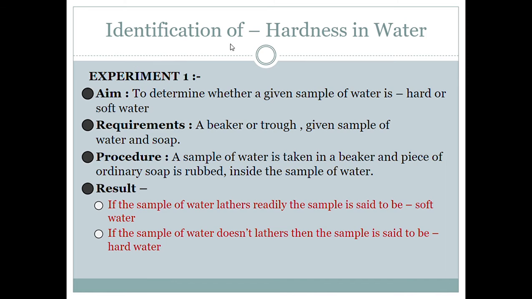How to identify hardness in water? There is an experiment whose aim is to determine whether a given sample of water is hard or soft. You would require a beaker, a given sample of water, and a soap. Procedure: a sample of water is taken in a beaker and a piece of ordinary soap is rubbed inside the sample of water. Result: if the sample of water lathers readily, the sample is said to be soft water. And if the sample of water does not lather, then the sample is said to be hard water.